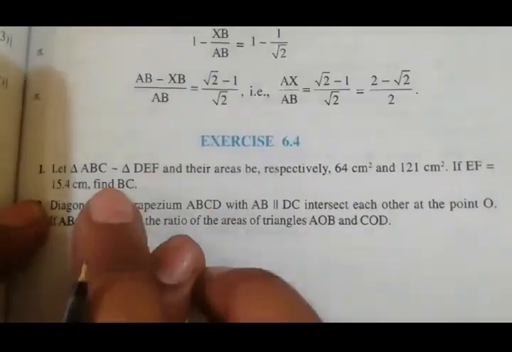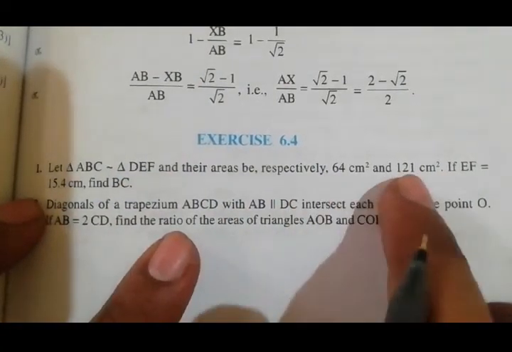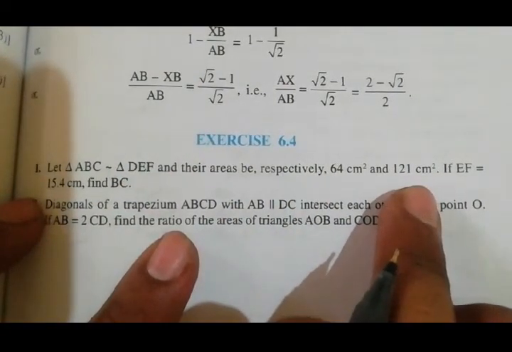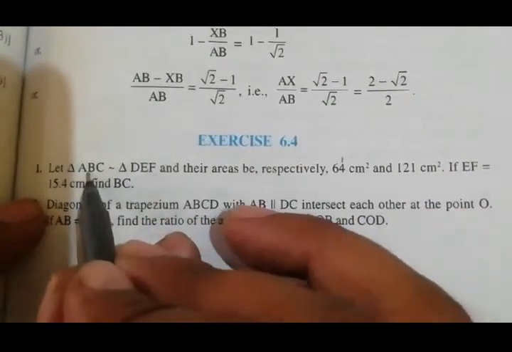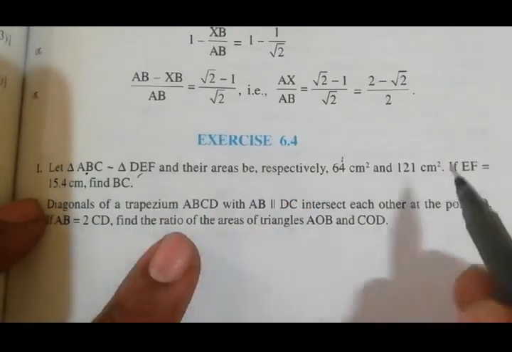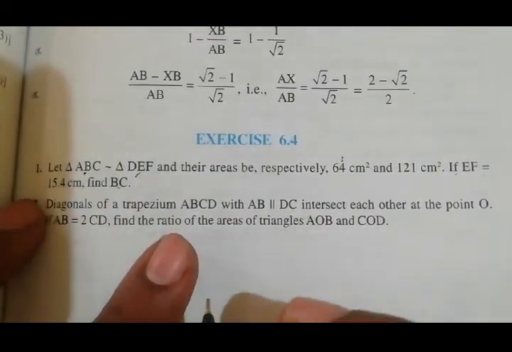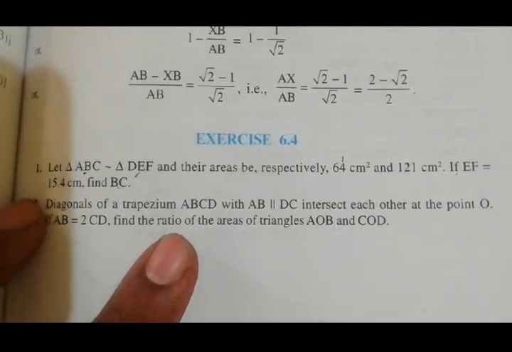Here is the first question of your exercise 6.4, in which it is said that triangle ABC is similar to triangle DEF. Their areas are 64 and 121. So 64 will be the area of triangle ABC and 121 will be the area of triangle DEF. If EF is equal to 15.4, we have to find BC.